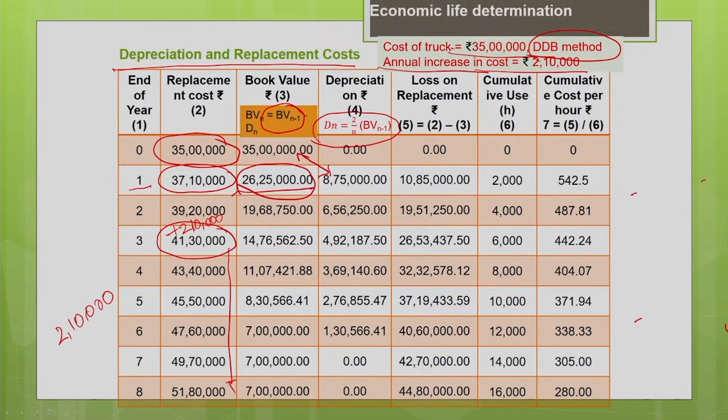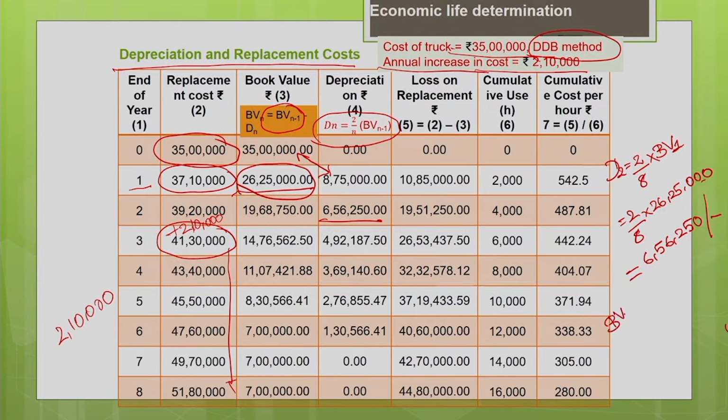Now let us calculate the depreciation for the second year. The depreciation for the second year is 2 by 8 into the book value at the end of the first year, which is 26,25,000. This gives the depreciation value for the second year as 6,56,250 rupees.